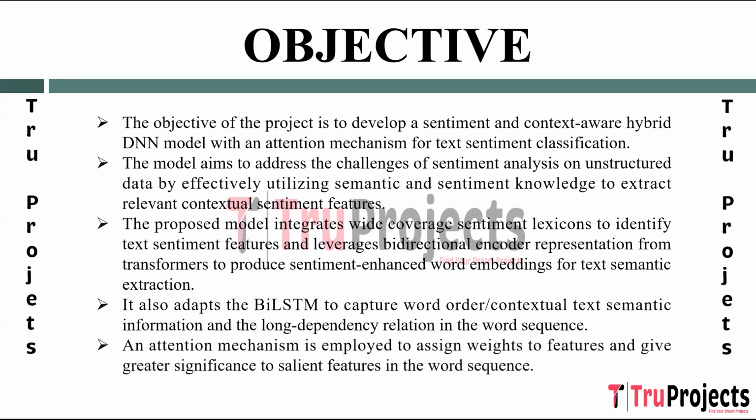An attention mechanism is a pivotal component of the proposed model, enabling it to dynamically assign weights to different features within the text. By doing so, the model can highlight and prioritize salient features that are most relevant for sentiment classification, thereby enhancing its overall performance and accuracy. This attention mechanism helps the model to focus on the most informative parts of the text while filtering out noise, ultimately improving its ability to discern and classify sentiment effectively.